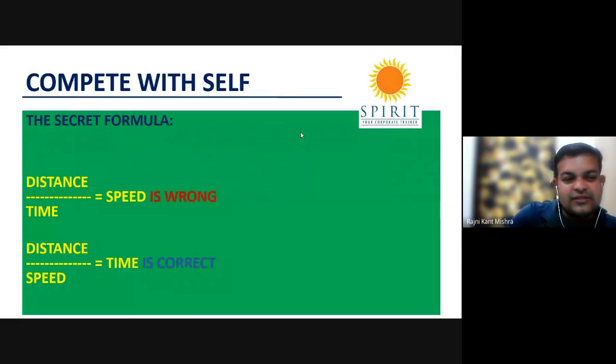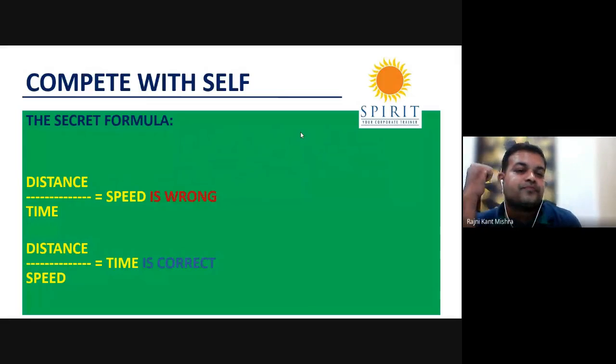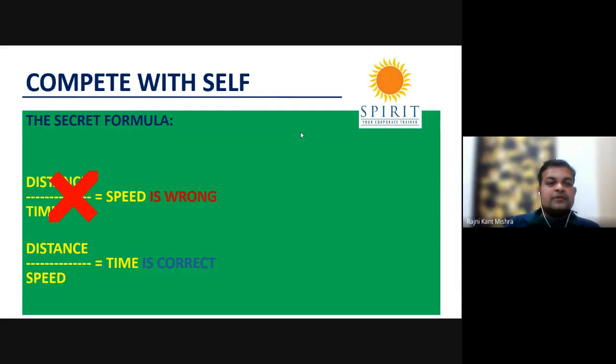Here I say that distance upon time is equal to speed is wrong. Now, why do I say that it is wrong? In life, I'm not talking about mathematics here. Please try to understand. I say that distance upon time is equal to speed is wrong, because in life, if you actually check and see, you will understand.